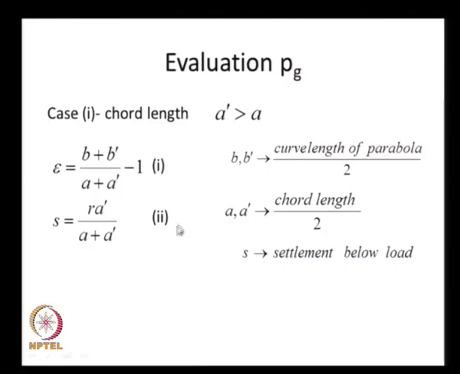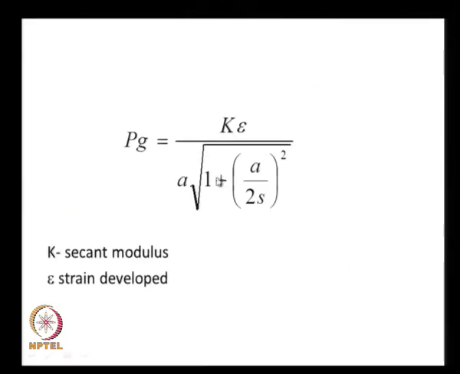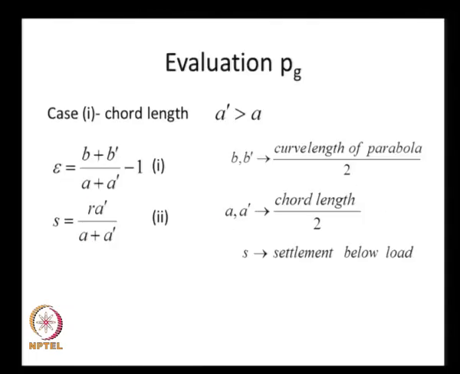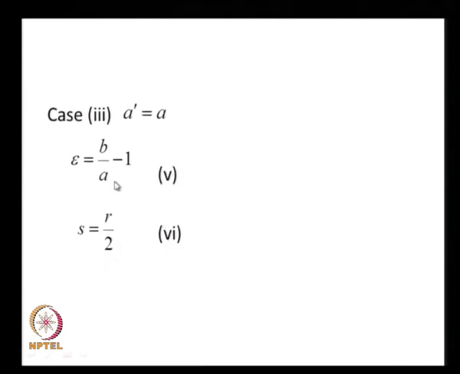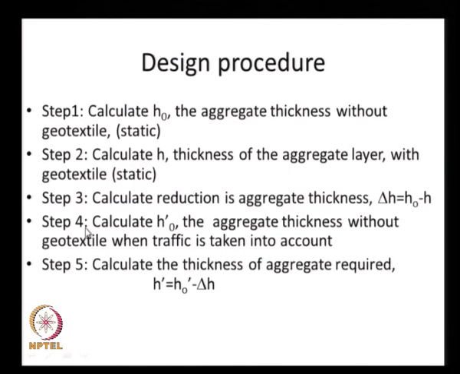And if we know all these quantities, we can calculate the epsilon, and once we have the epsilon and the other factors, we can calculate the additional support that is given by the geosynthetic. And there are different cases that are possible. A prime less than A, and the epsilon can be written as B by A minus 1, and S is related by this, and A prime is A. We can relate the different parameters like this.